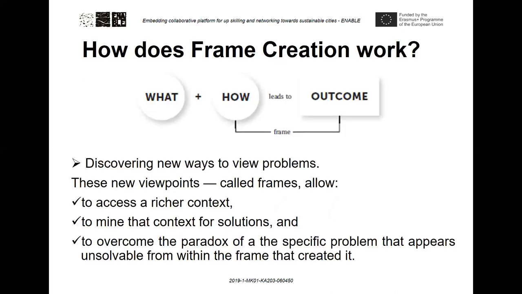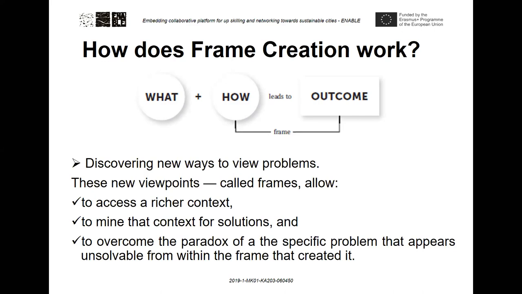So how does this frame creation model actually work? What we are now focusing on is to set a specific frame, and we have a connection between the patterns and the outcomes. So in a way, we are discovering new ways to view the problems. These new viewpoints are called frames, and we will talk about how this is actually done.